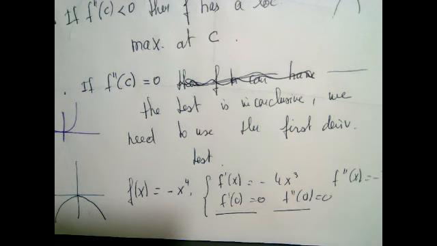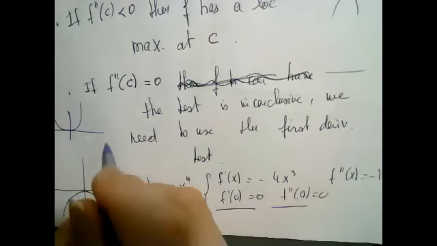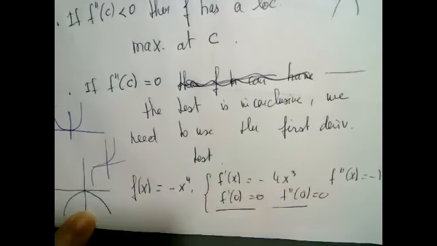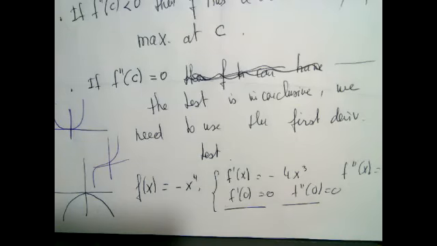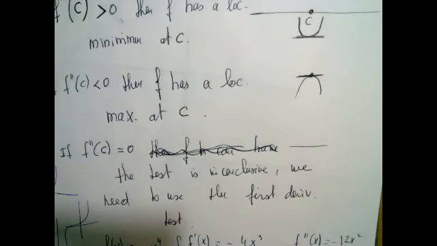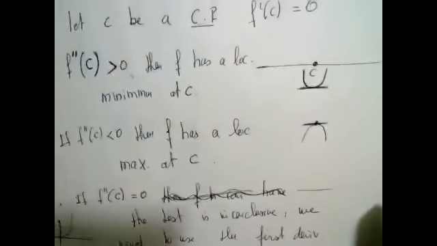X cubed, absolutely. X to the power 3 will do it for us. It will have all these properties, but it's actually going to have neither. No max and no min. So this tells me that if the second derivative at 0 is 0, the test is inconclusive. So now we're going to practice the second derivative test.